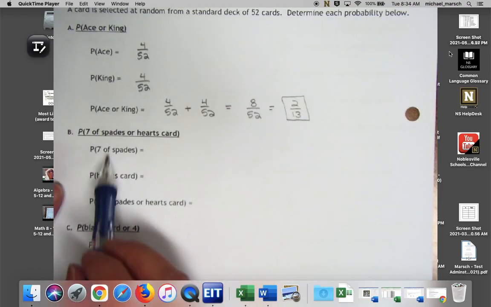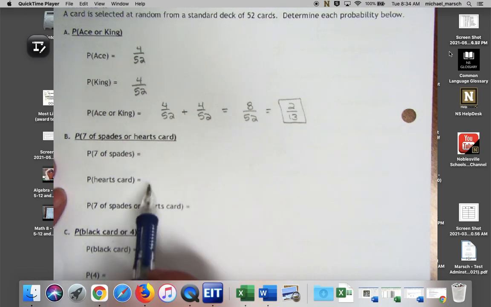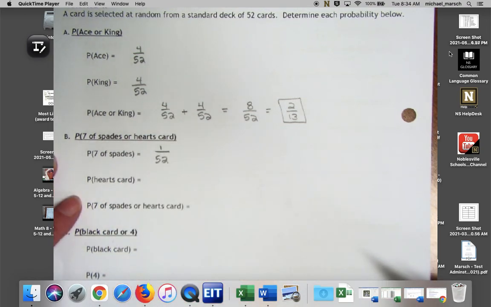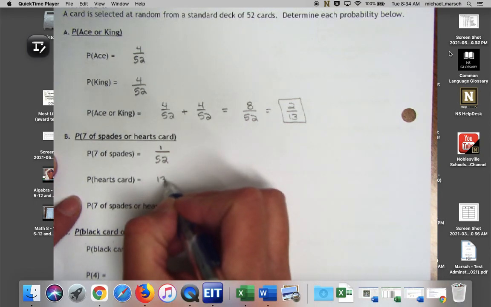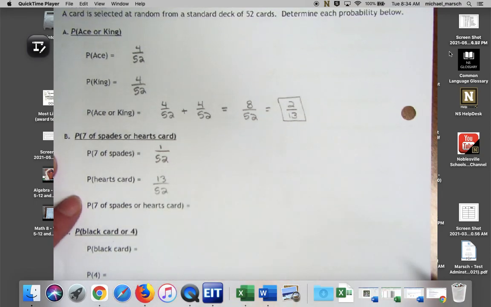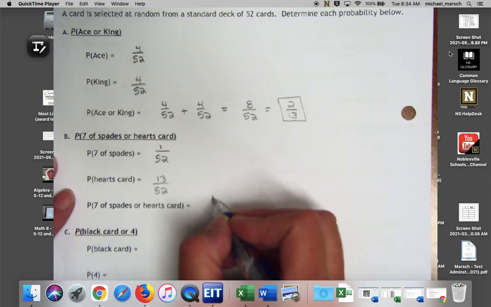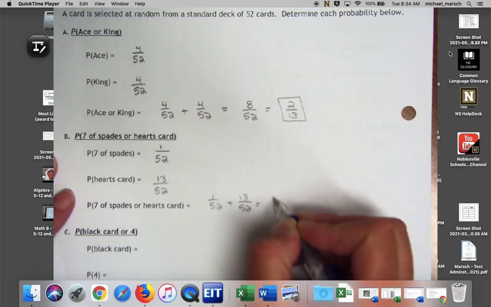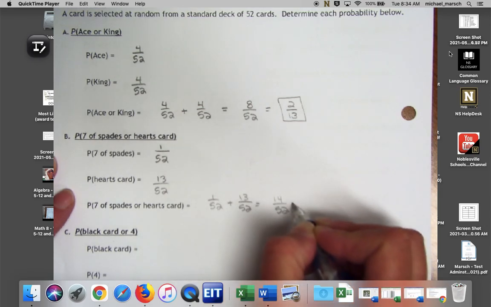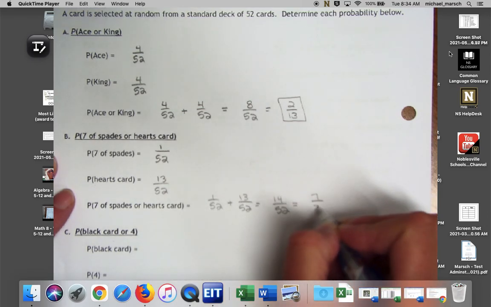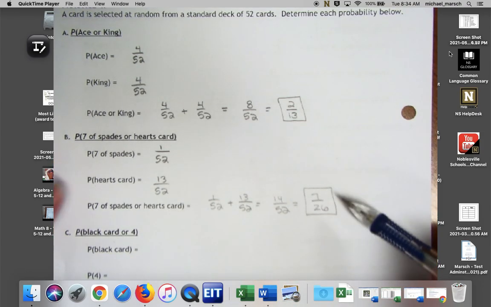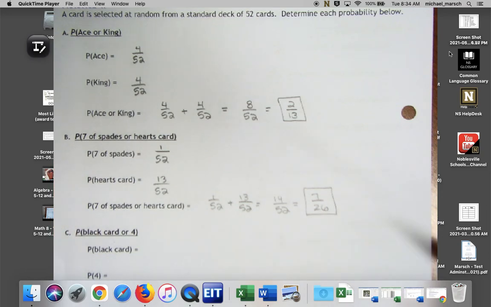Okay, how about a 7 of spades or a heart card? So there's only one card in the whole deck that's considered a 7 of spades. There are 13 cards out of the whole deck that are heart cards. So I would add these. I'm going to get 14 out of 52, which simplifies to 7 out of 26. So there are 7 cards out of every 26 that could possibly be a 7 of spades or a heart card.